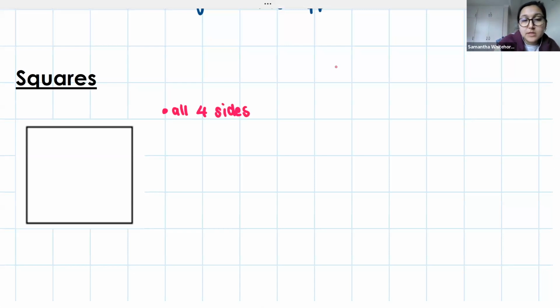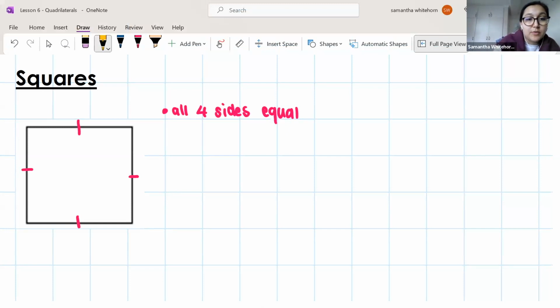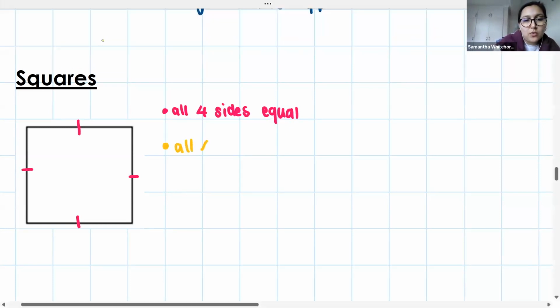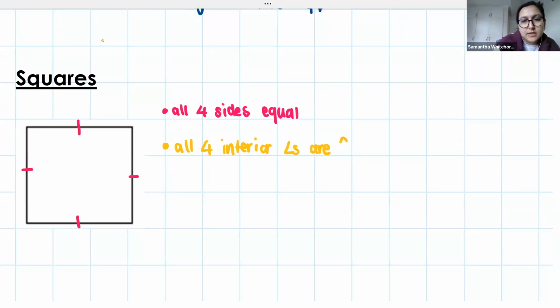So that is the same characteristic as a rhombus, but what's different to a rhombus, but similar to a rectangle, is that all 4 interior angles are 90 degrees. Okay, so a square is sort of combining a rectangle and a rhombus together, forming this one unique shape.